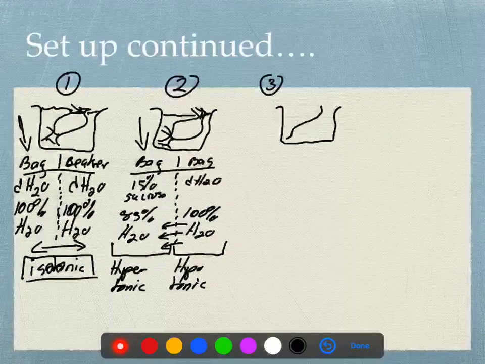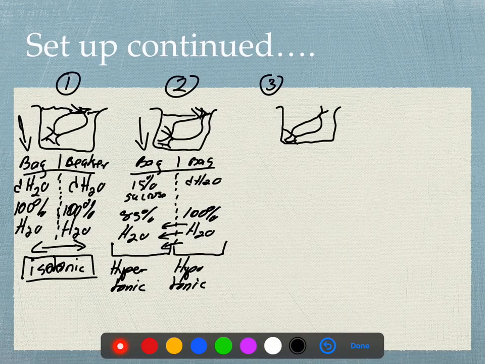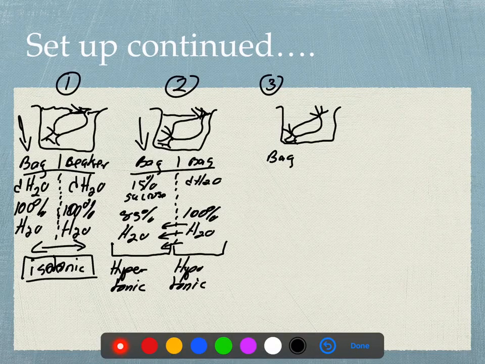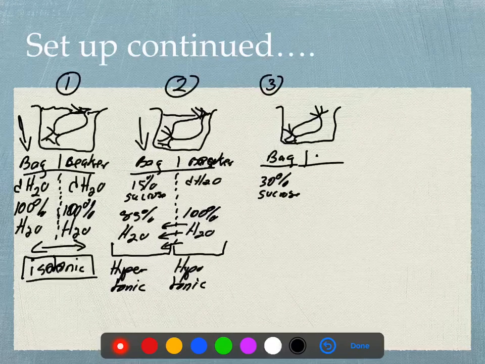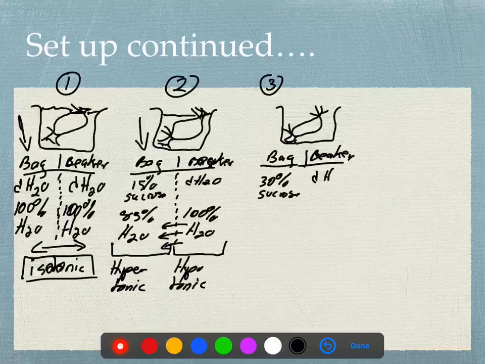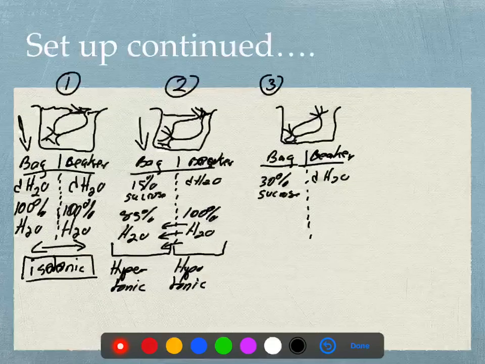Let's look at bag 3. All right, same thing, a beaker with a dialysis bag tied up. But this time the bag has 30% sucrose. And, boy, I think I meant to say beaker here. Somebody should have said something. Okay, the beaker now has deionized water.